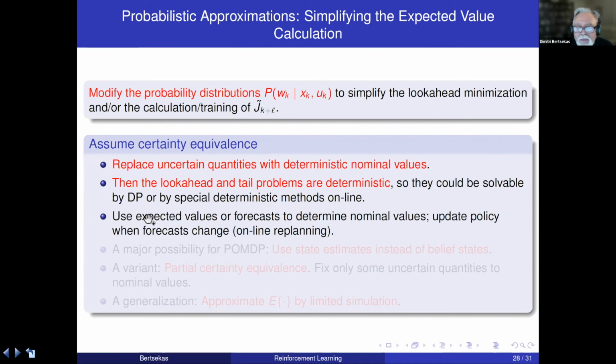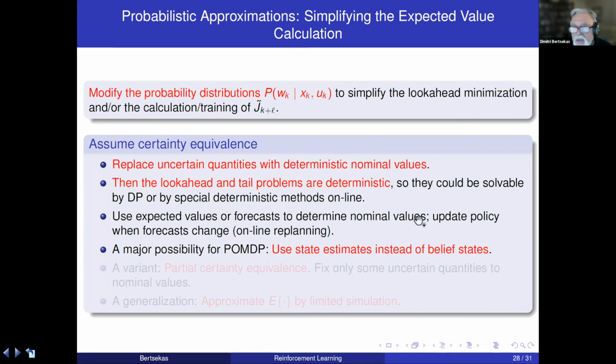Another type of, well, in this context, we can determine nominal values of the parameters by using forecasts or by using their expected values, a common approach in probabilistic approximation. And if we have forecasts that change over time, we can update the policy as the forecasts change, and it's a form of online replanning.